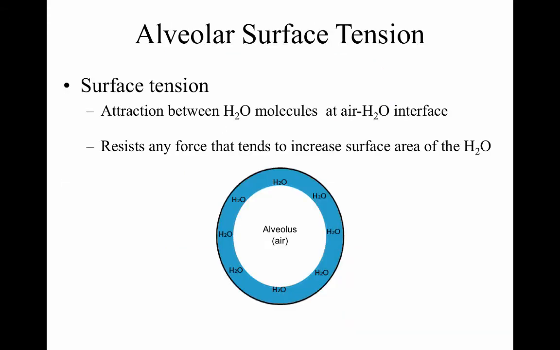The alveolar surface tension issue comes into play because water molecules are attracted to other water molecules at the air-water interface within the lungs. And the surface tension then is going to resist any force that tends to increase surface area of the H2O. What we're looking at here is the surface tension of water, because of its attraction to itself, will resist any increase in surface area because of the attraction of these water molecules to each other.